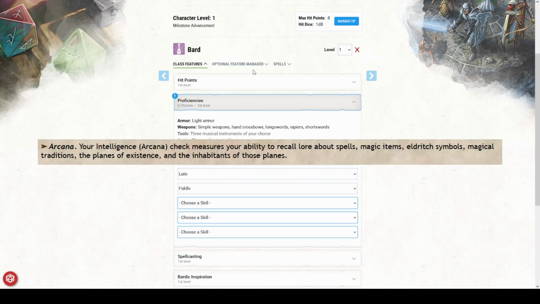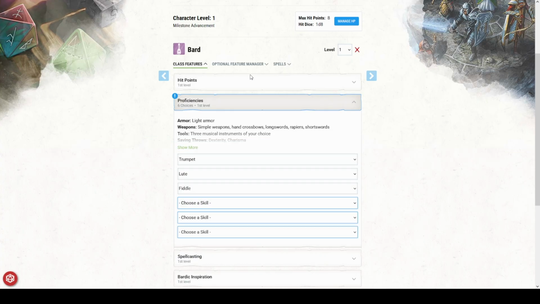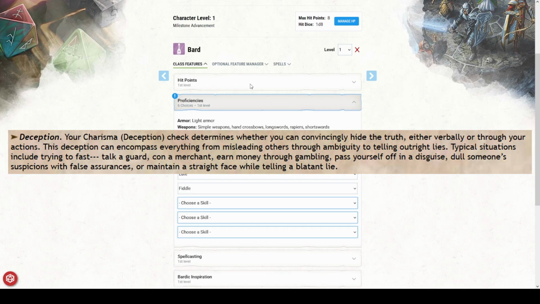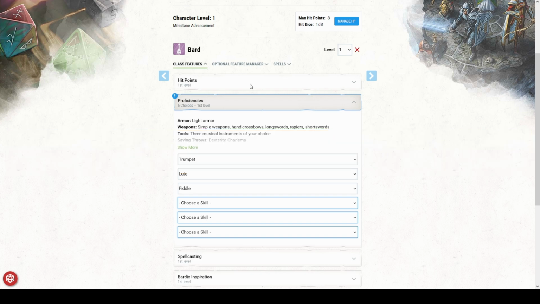Arcana. This is any magic produced by man. This is your wizards and sorcerers and magic items. This is what you use when a living being created something. Athletics. This is pushing, pulling, lifting. This is your strongman routine stuff. Deception. This is for lying. This is for stone-faced, gaslight, gatekeep, girl boss stuff.